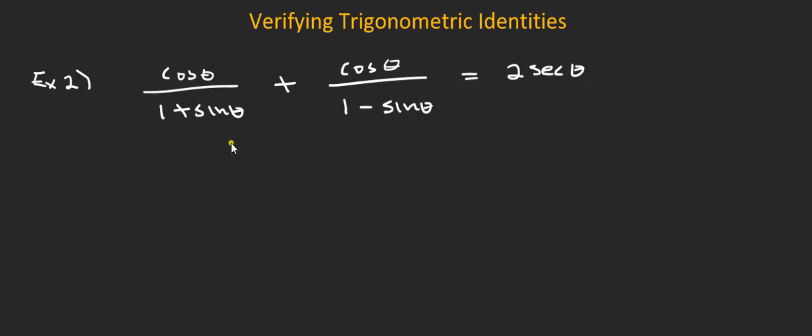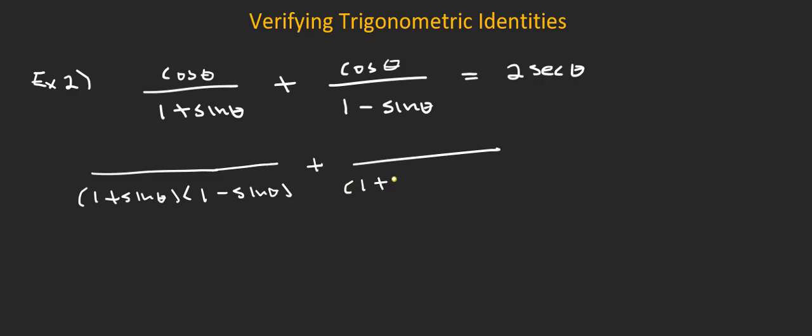In this example, the left side looks way more complicated than the right side, so we're going to work with the left side here. What's the common denominator? Well, the common denominator is the quantity 1 plus sine theta times the quantity 1 minus sine theta. That's the common denominator.